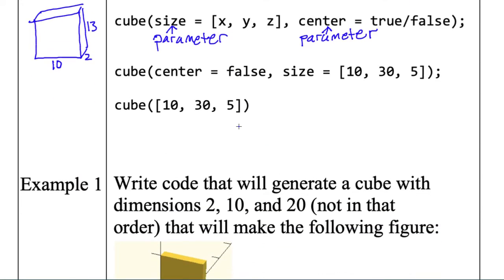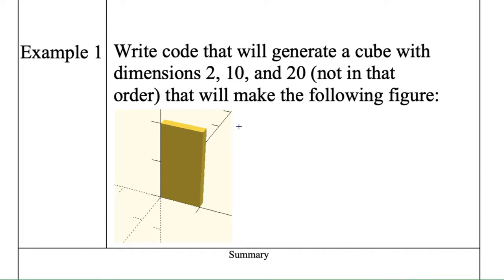So let's go to an example. Right now, grab your pencils, and you will get 50 XP if you can do this correctly. I want you to write down with your pencil the code that will make this shape. I'll tell you the dimensions. These are not in the correct order, but there's a dimension of 2 somewhere, a dimension of 10 somewhere, and a dimension of 20 somewhere.